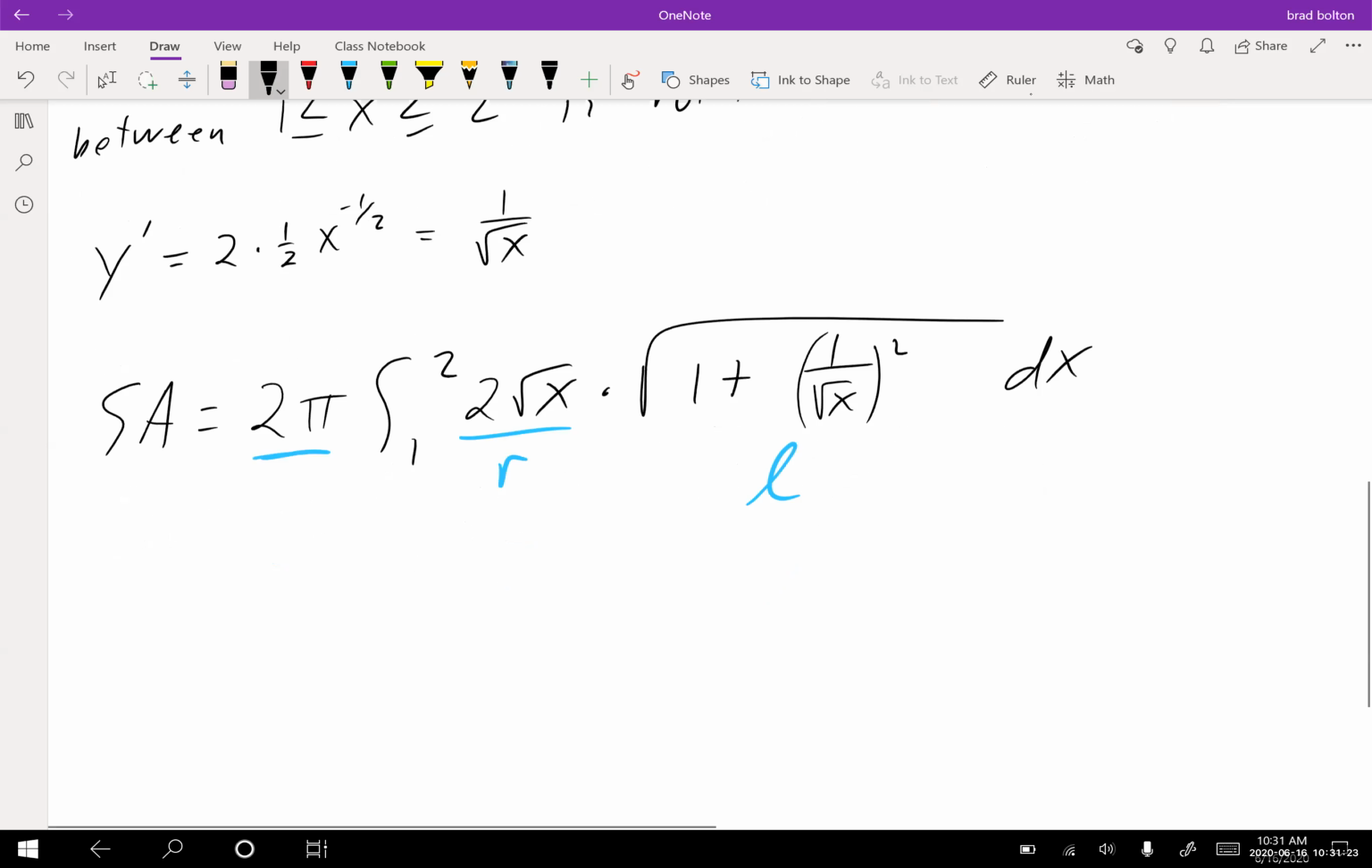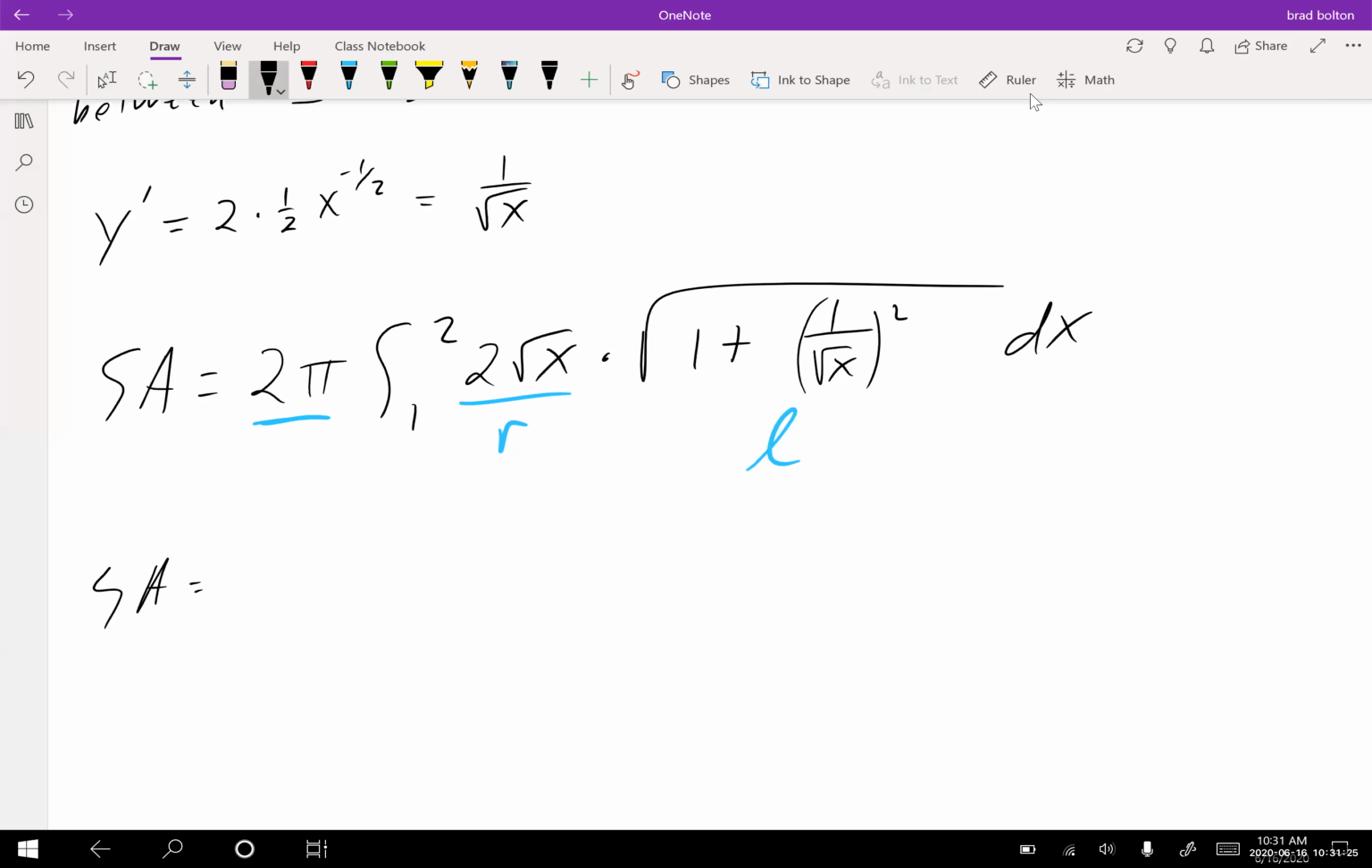ribbon, so to speak. So now we have surface area equals 4 pi, let's just clean this up a little bit, the integral of square root of x times the square root of 1 plus 1 over x dx, right? We get rid of the square root.